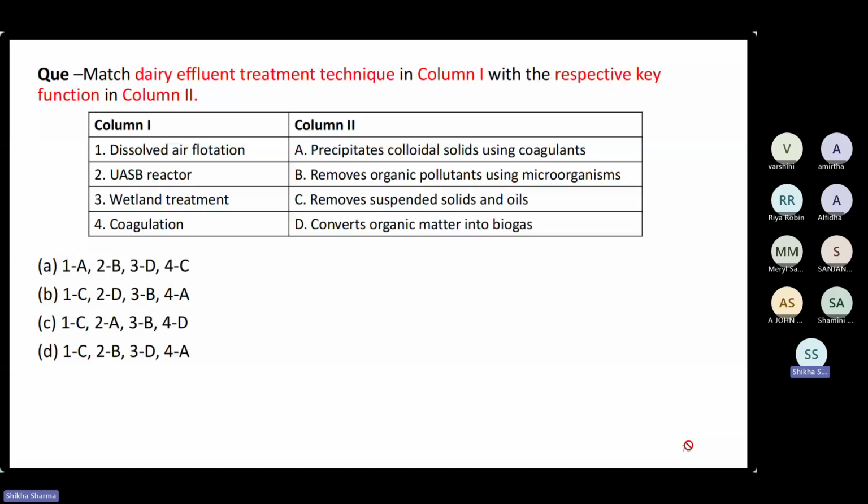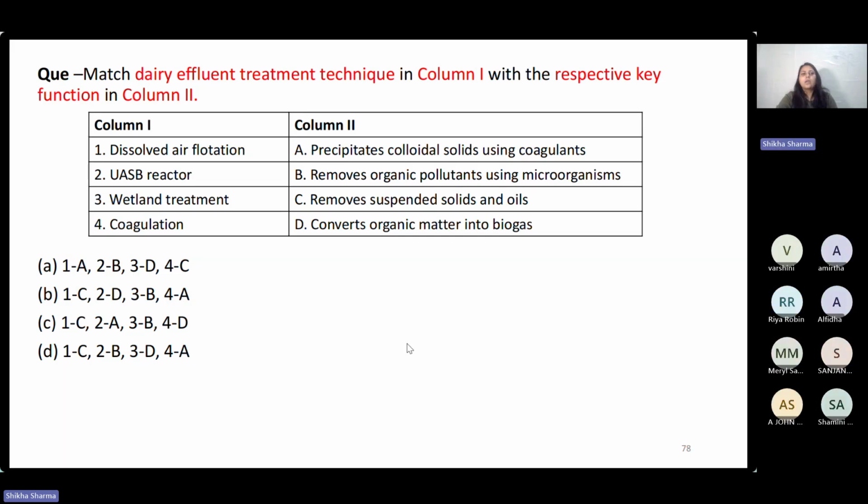Okay, let's now discuss this question. Column 1 has the different dairy effluent treatment techniques: dissolved air flotation, then UASB reactors, next the wetland treatment, and last the coagulation. In column 2, we have the functions: A is precipitates colloidal solids using coagulants, B is removes organic pollutants using microorganisms, C is removes suspended solids and oils, and D is converts organic matter into biogas. We need to match column 1 with column 2.